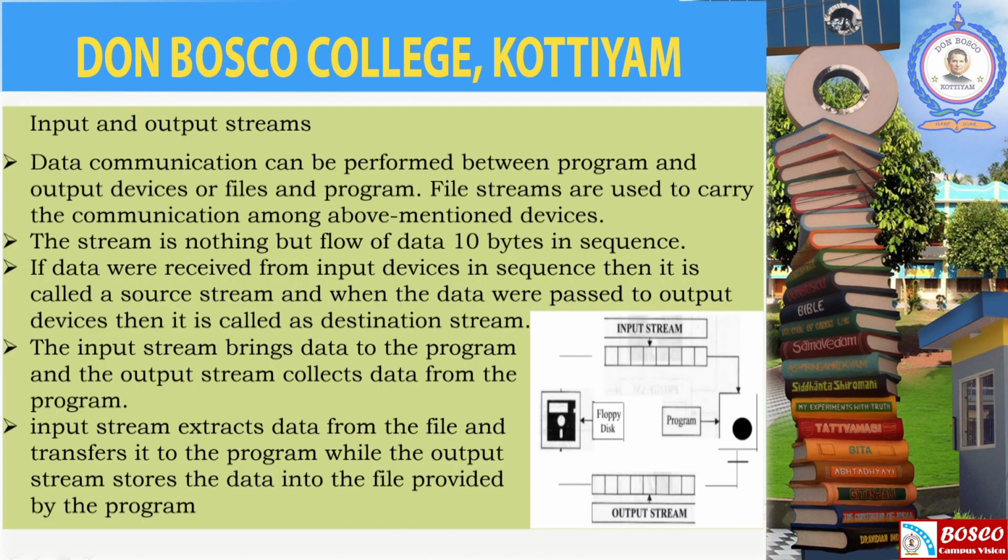More about input and output streams. In C++, every communication is explained in terms of streams. A stream is nothing but a flow of data in bytes in sequence. When we execute a program, the data is taken from the input device and given to the program, and execution takes place. After that, the result is transferred to the output device.